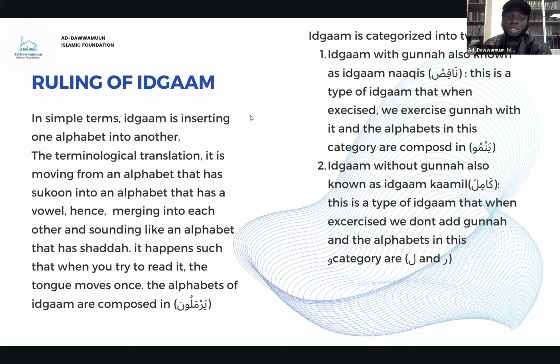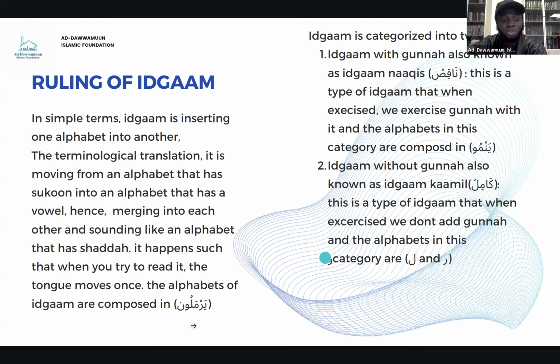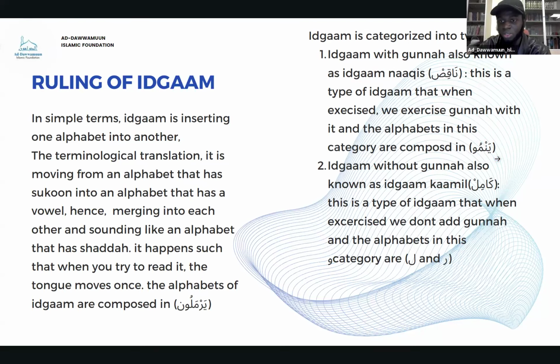Yanmu means, since before we already talked about the alphabet of idgham being Yarmalun. Ya, Ro, Mim, Lam, Waw, and Nun. So if you memorize Yarmalun, every alphabet here is one of the alphabets of idgham. And if you come here, we see that out of all of these alphabets, 1, 2, 3, 4, 5, 6, they're divided into two. Some that fall with ghunna, that when we are pronouncing, we pronounce with the nasal sound, and they are all composed in Yanmu: Ya, Nun, Mim, Waw.